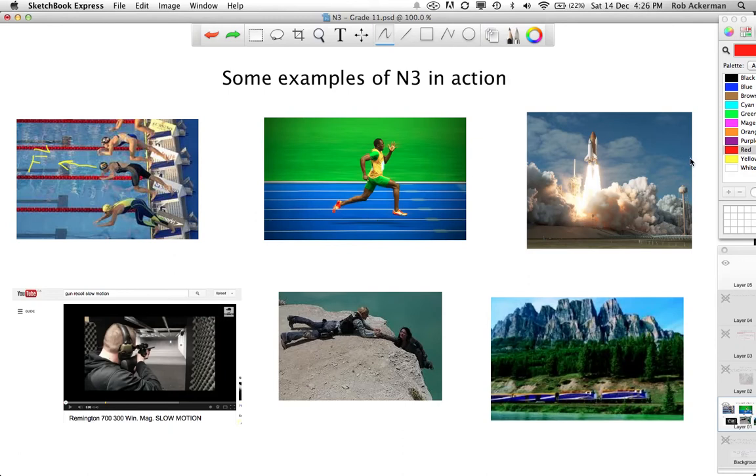What about the runner here? Again, the runner is moving forward, and if he didn't exert force with his legs, he wouldn't go forward, so there's got to be something pushing forward.